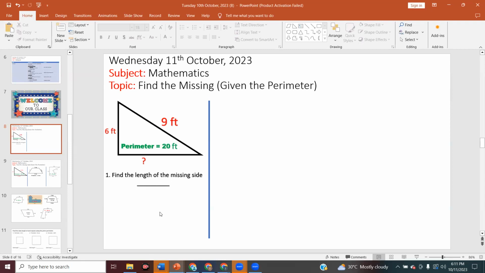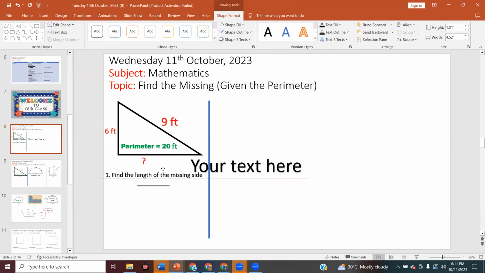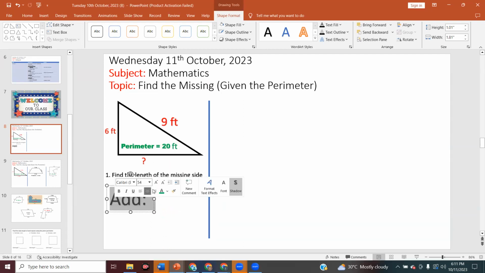All right, so to find the length of the missing side, the first thing we have to do is add. So that's the first step. What are the numbers that we have to add? Six and nine. So we have to add six and nine.